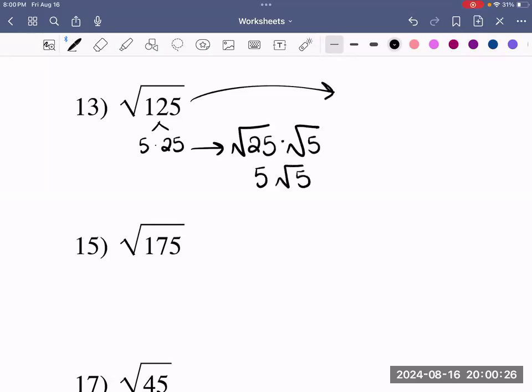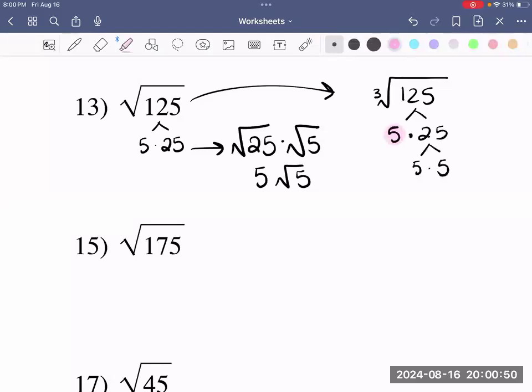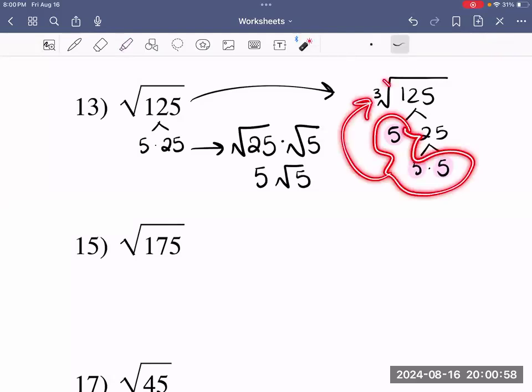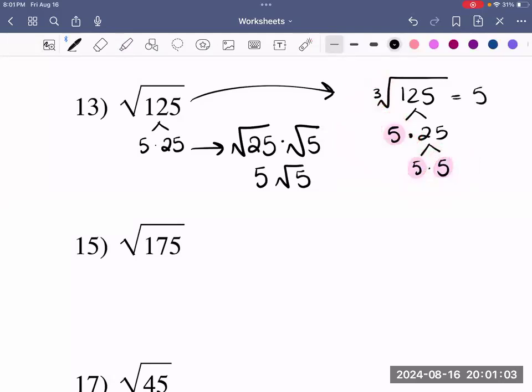Now let's say that we were looking for a perfect cube. So we're now no longer looking for pairs as in 2s, but we're looking for triples. So 3 of the same number. So if you did it again and you did, okay, 5 times 25, but what if you knew 25 was 5 times 5? So if you're leveling up to cubed roots and fourth roots, you're just doing the same process, but you're trying to count however many of the same numbers. So 3 of these 5. So the cubed root of 125 is 5.